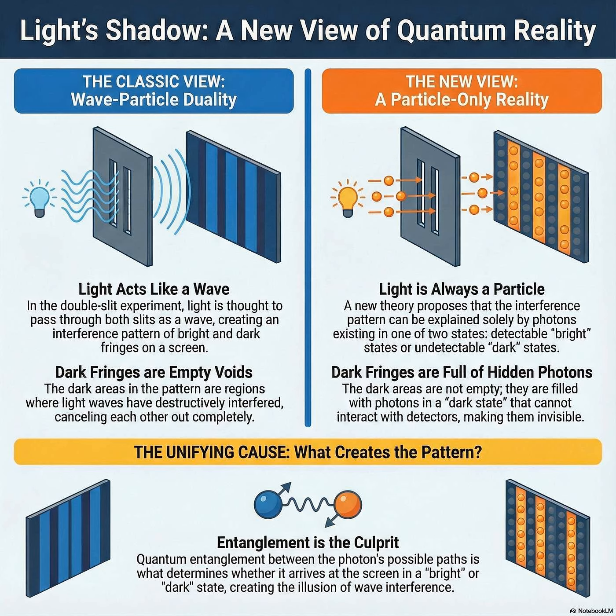The bright fringes we see, that's where photons are in a bright state and they can interact with the atoms on the screen. But the dark fringes aren't empty. The photons are there. They're there, but we don't see them. Because they're in a dark quantum state, they're invisible to the detector. They just can't interact with it in that moment.